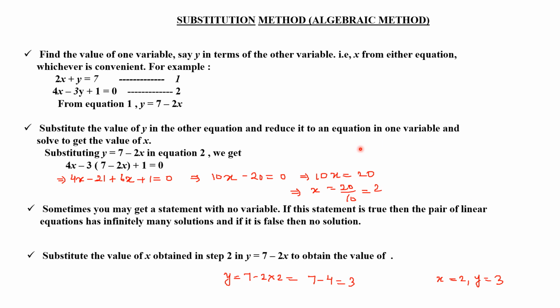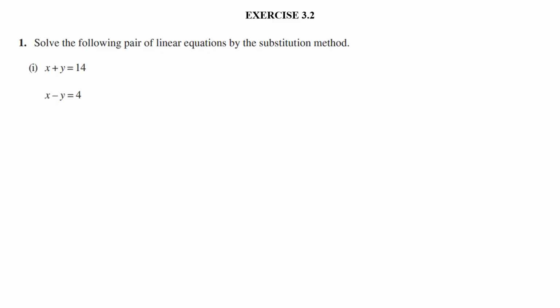Now we'll start with the exercise questions one by one. Now exercise 3.2 question number 1. Solve the following pair of linear equations by the substitution method, and these are the two equations which are given over here. So I am going to number it. This is my first equation and this is my second equation.